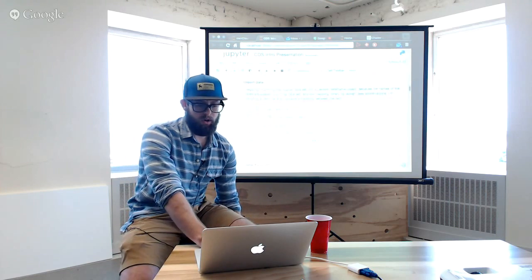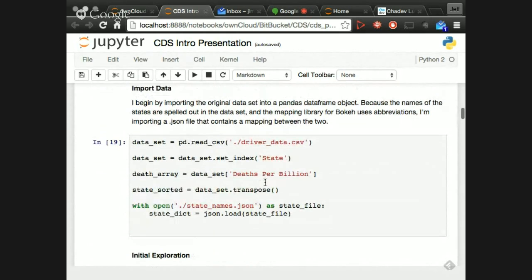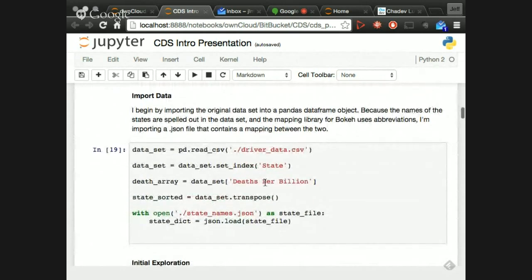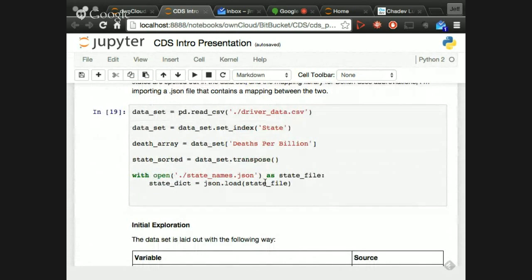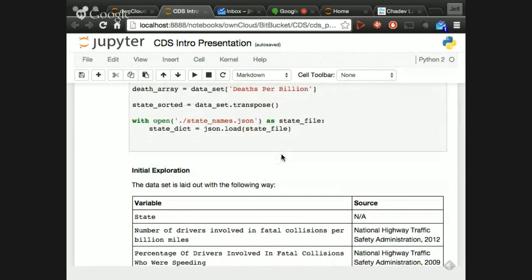Okay, so I'll import the data as a data frame object. And another thing, the data either had state names or abbreviations, and I make a map, and it had the opposite, so I had a little JSON file to map between the two, and I'm importing that as well.